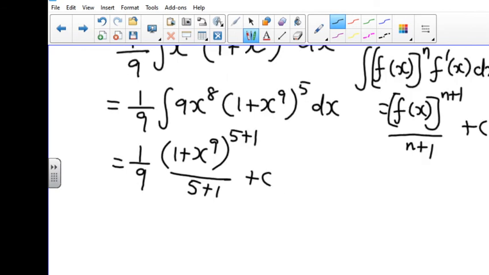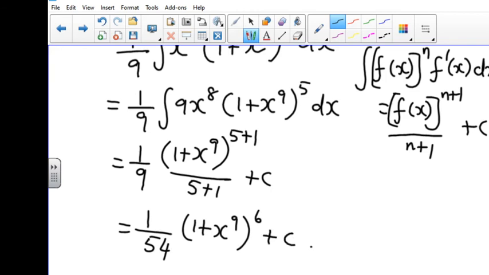So the answer is 1 by 9 into 6, 9 sixes are 54. 1 by 54 into (1 plus x power 9) whole power 6 plus c. So this is the answer for problem number 7. Now let us go with the next problem.